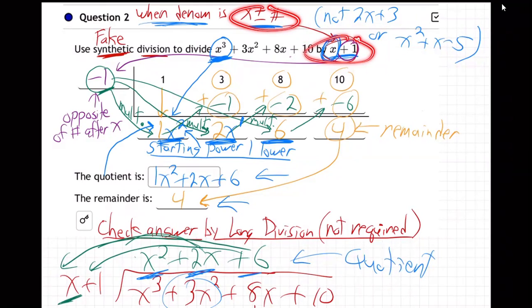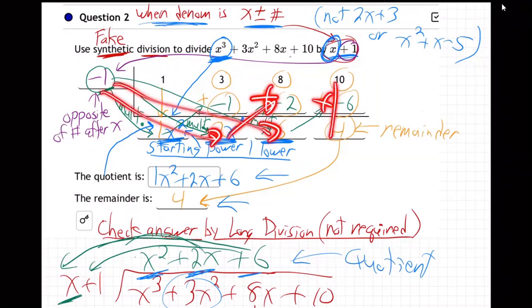It's quicker, way quicker. What do you do? You start with the opposite of the number after x. We had plus 1, I put minus 1 there. And then you bring down the first number, you multiply and write it there. Add them up. And then multiply, write it there, add them up. Multiply, write it there, add them up. That's all you do. It's super quick. There we go. Questions on that one?